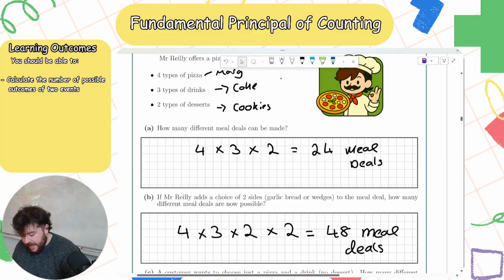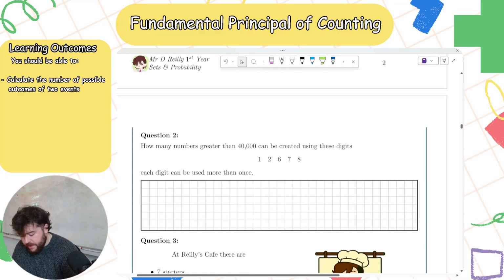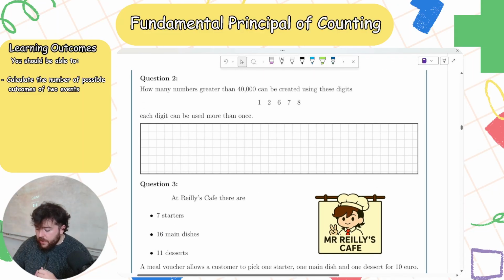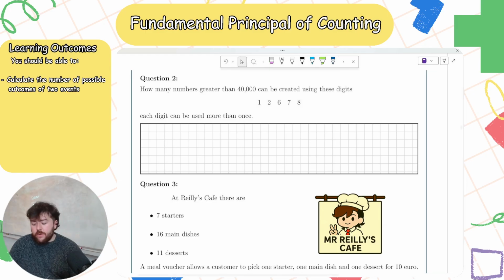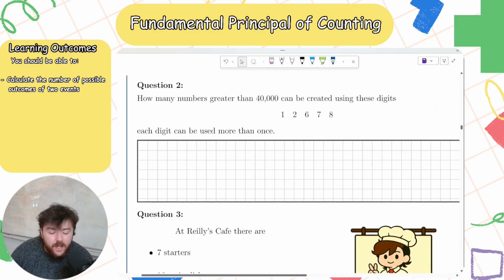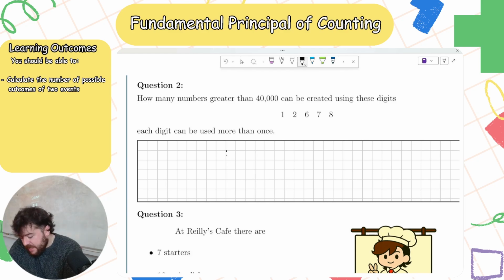So let's have a look here. Question 2. How many numbers greater than 40,000 can be created using these digits: 1, 2, 6, 7, and 8? Each digit can be used more than once. If a number needs to be more than 40,000, that means my first digit has to be greater than 4. So it has to be 6, 7, or 8. So I have 3 options for my first digit.